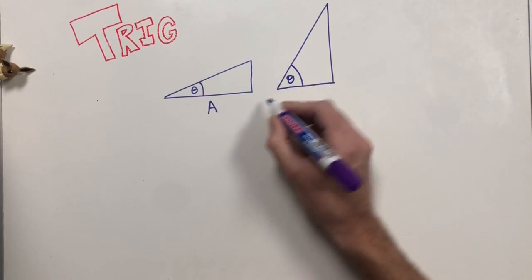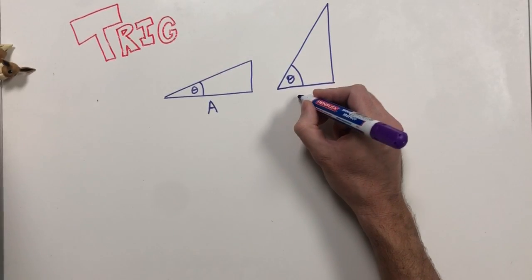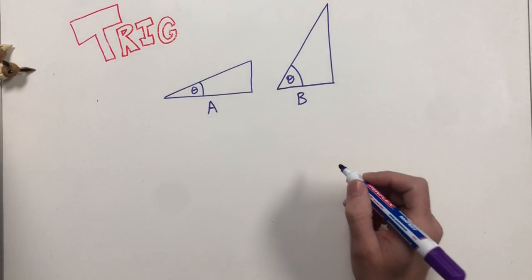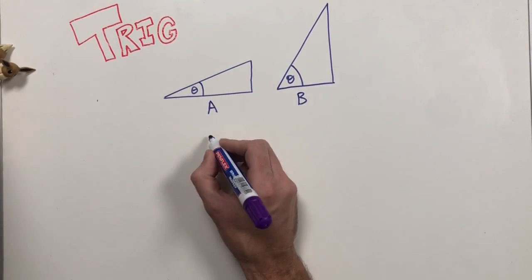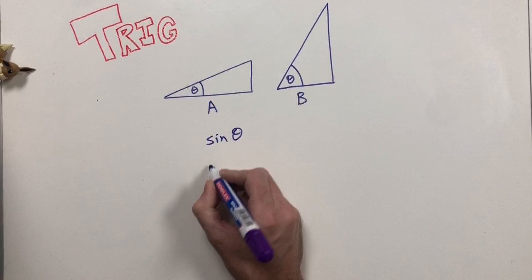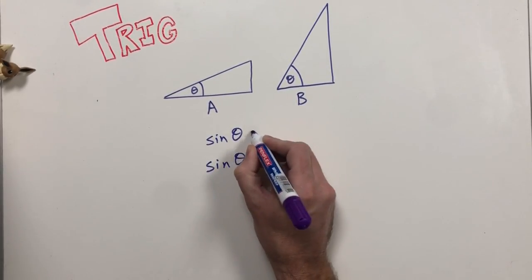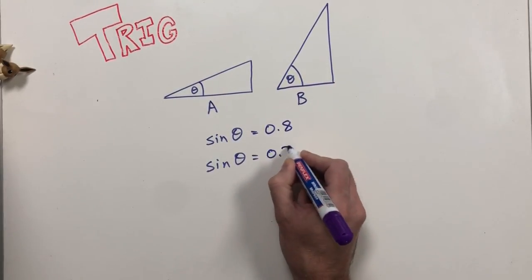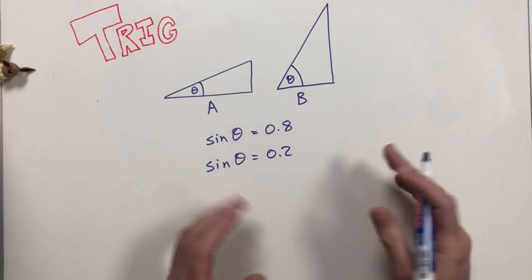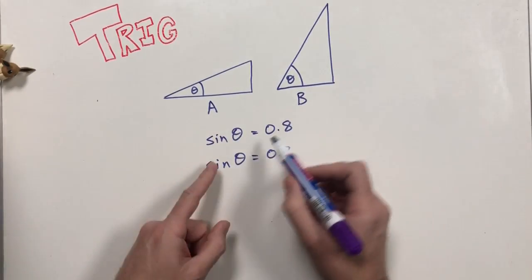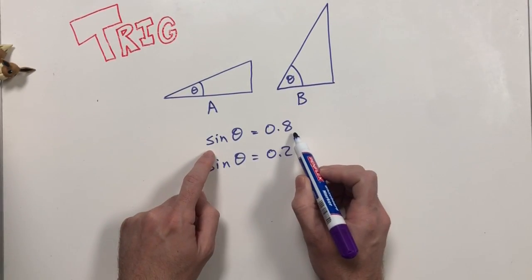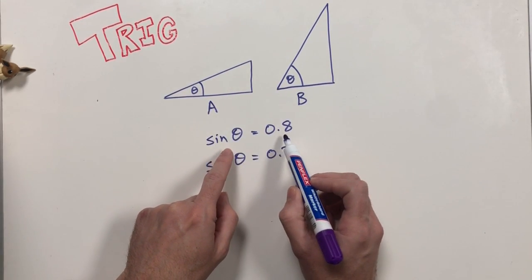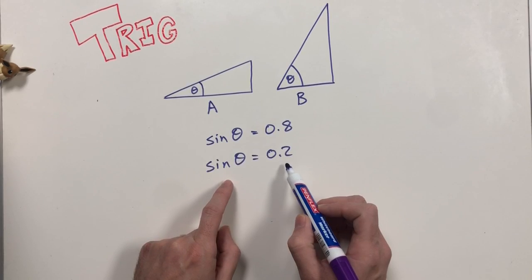And this is a different angle. I made both theta now, but they have different angles. You can see this is a small angle, this is a large angle. And let's say I just make up some sine values. I'm going to make up two values, and then you have to guess which one fits which one. So let's say this is 0.8 and this is 0.2. These are just made up numbers. Which triangle would have the bigger sine value? Would the triangle with the smaller angle have a bigger sine value, or a smaller sine value?